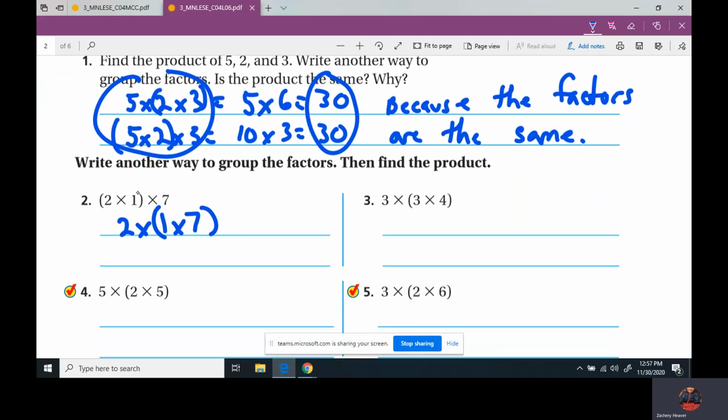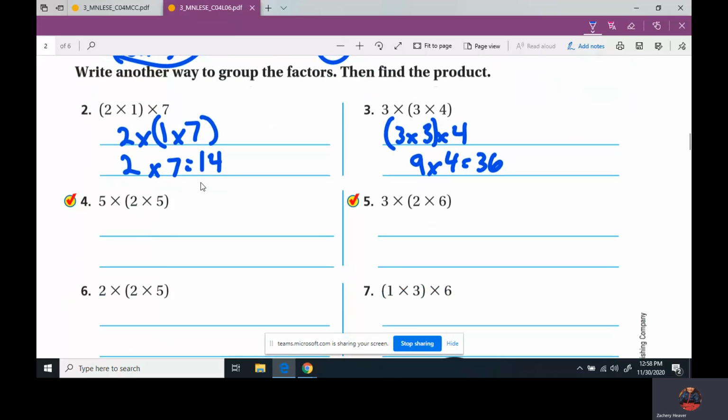Do what's in parentheses first. 1 times 7 is 7. 2 times 7 is 14. They have 3 and 4 grouped here. Well, now let's group 3 and 3. We know 3 times 3 is 9. 9 times 4 is 36.